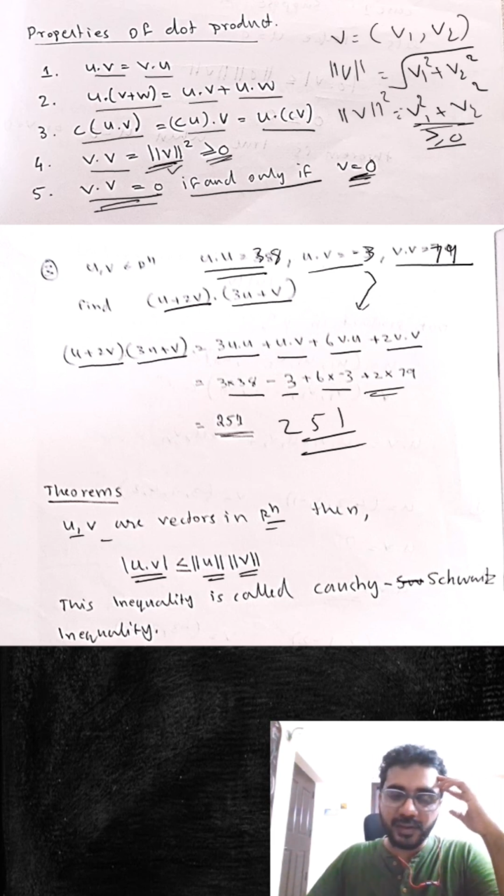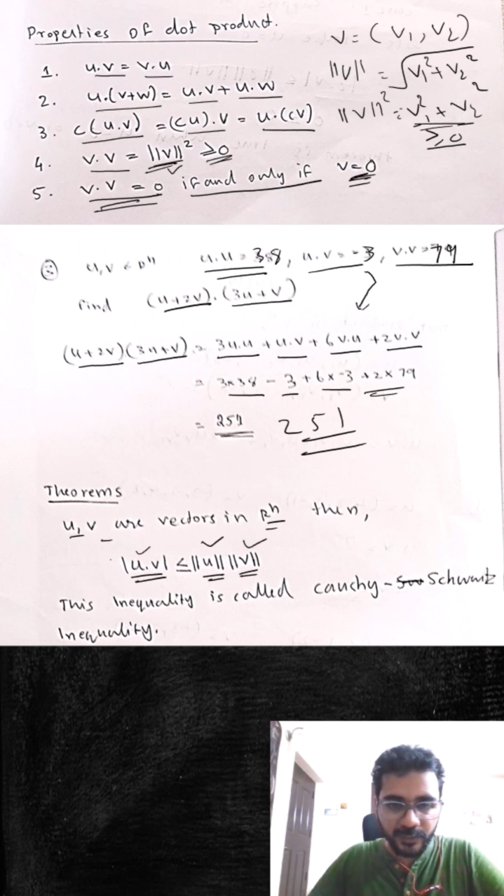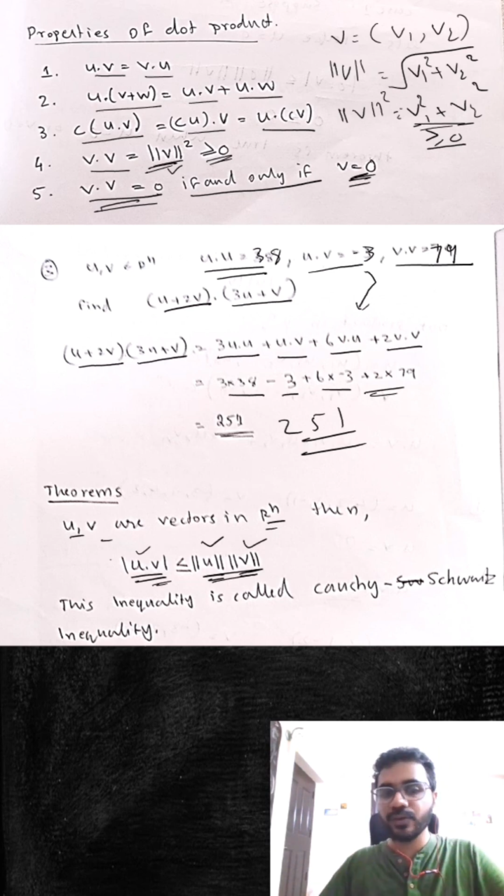In the exam there may be questions to verify whether u and v obey this Cauchy-Schwarz inequality. So we need to calculate the length of u, the length of v, then u dot v, then take the absolute value, then check whether the absolute value of u dot v is less than or equal to the length of u into the length of v. If this is true, we have verified the Cauchy-Schwarz inequality for the two vectors.